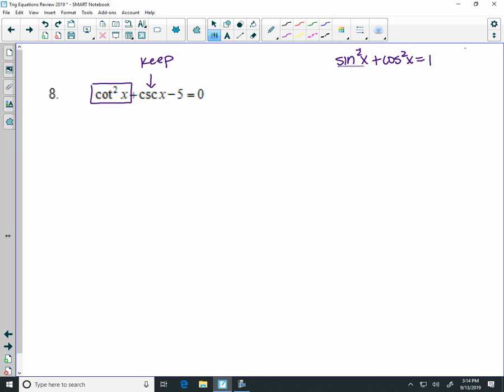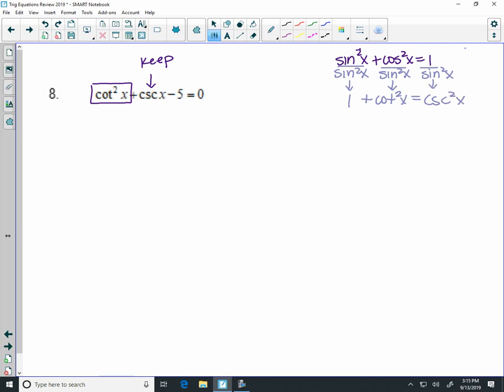I'm going to divide to get cotangent squared. So I know cotangent squared is cosine over sine, so I need sine squared on the bottom. So what that gives me, that turns into 1. That turns into cotangent squared. And that turns into cosecant squared.